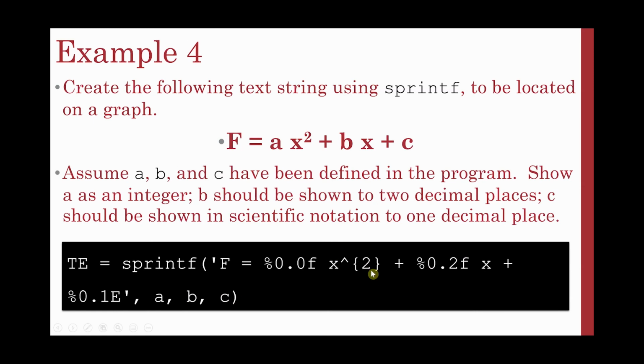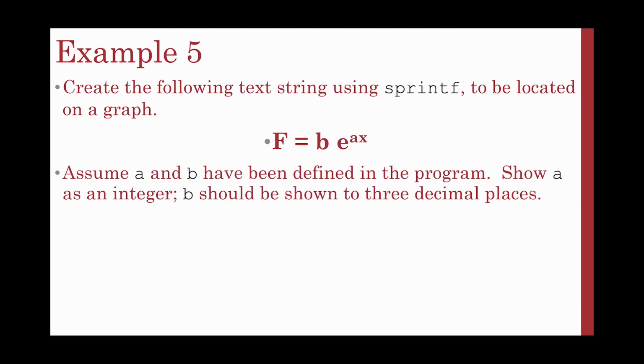The reason there are curly brackets around the 2 is if you need to group exponents together, you have to use curly brackets and not regular parentheses, because it's going to turn those exponents into a cell array to lump together. So let's try this one using sprintf.